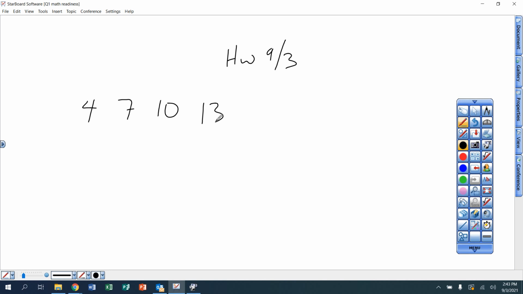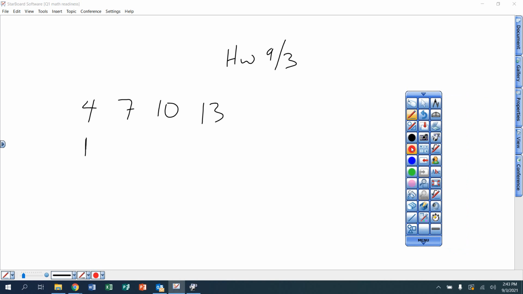So what we're going to do is like this. We're going to say this right here is term number 1. The first thing listed is the first term. First term, second term, third term, fourth term. So that's what we're doing. We're assigning values underneath the numbers.